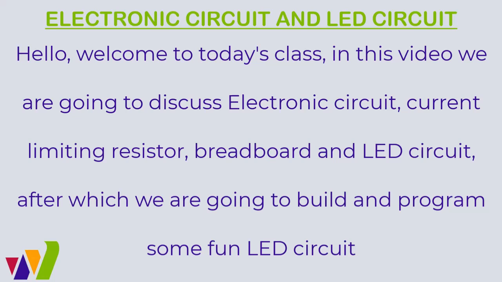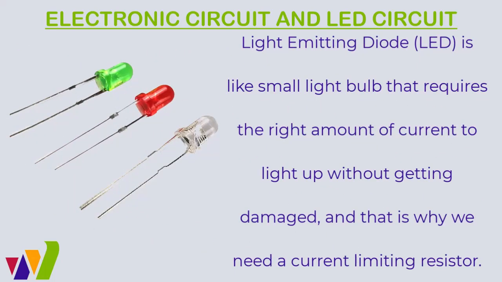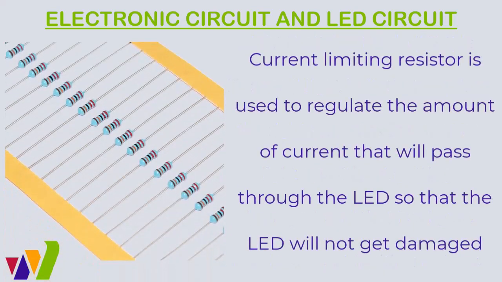Let us start with LED and the current limiting resistors. LEDs are like little light bulbs that need the right amount of current to shine brightly without burning out. That is where current limiting resistor comes in. Current limiting resistor is used to regulate the flow of current passing through the LED, protecting it from getting damaged or burning out.